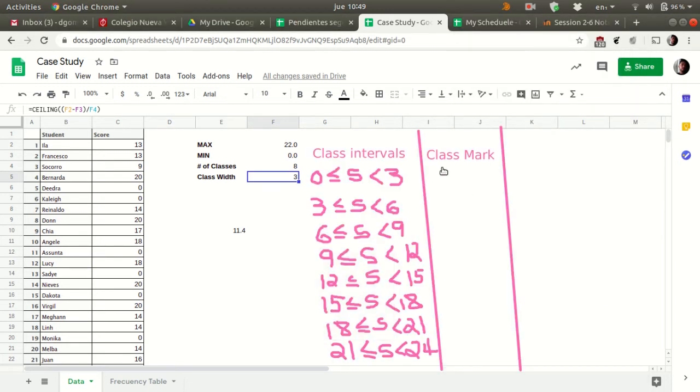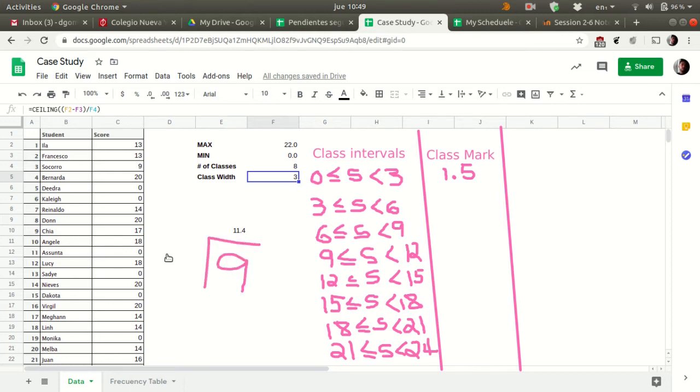So my first class mark is 1.5. Okay, and again, these are some calculations that you should be able to do by hand. So if I do the second interval, I'll do this one by hand. 3 added to 6 and then divided by 2. So 3 plus 6 is 9.